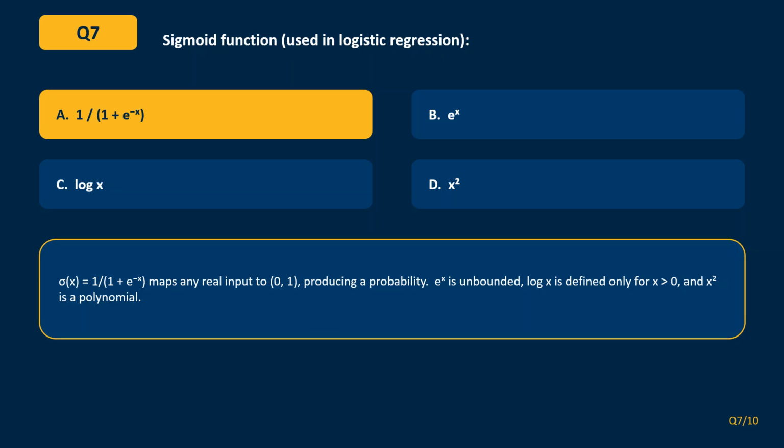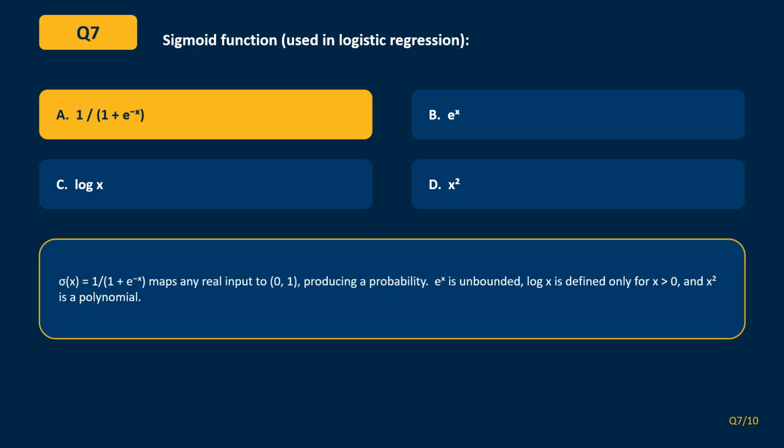This bounded, monotonically increasing S-shaped curve has several desirable properties. It is infinitely differentiable. Its derivative can be expressed elegantly as sigma of x times the quantity 1 minus sigma of x, and its output naturally represents the posterior probability of class membership.